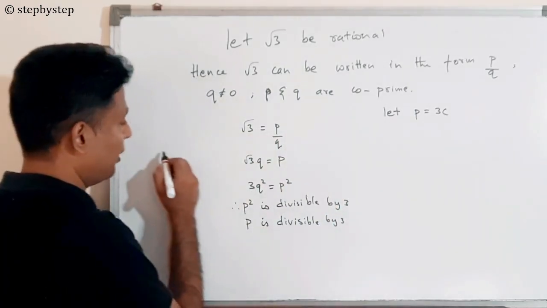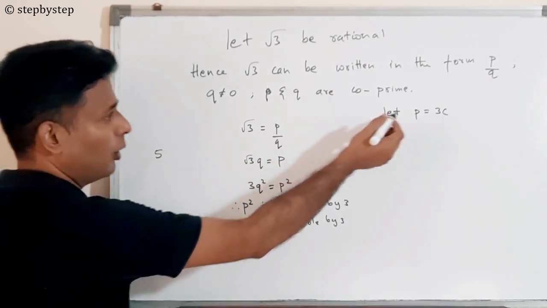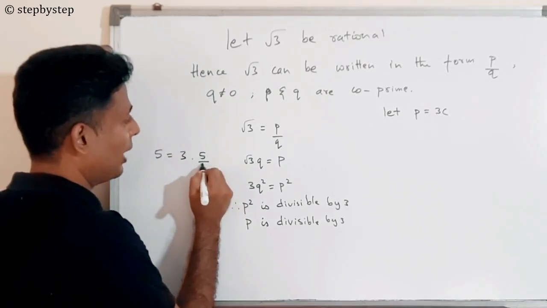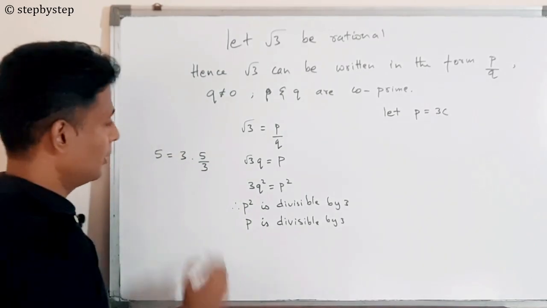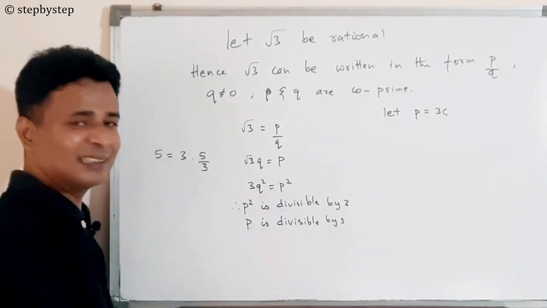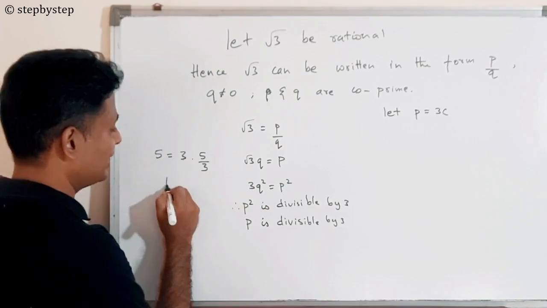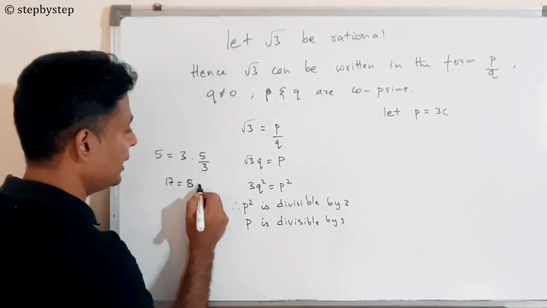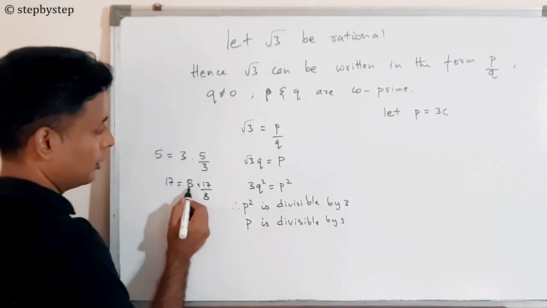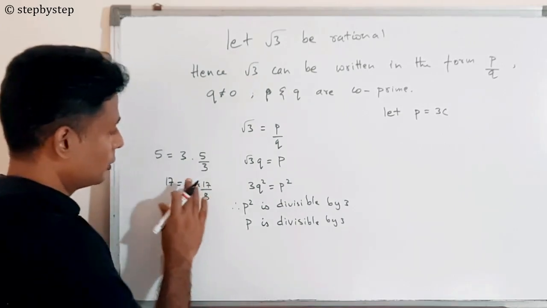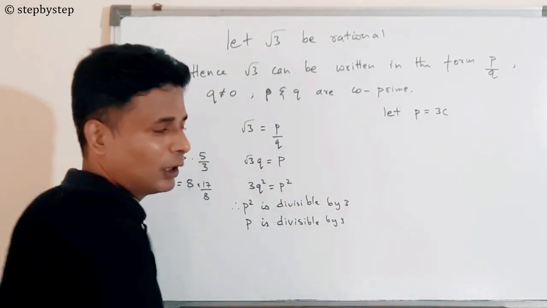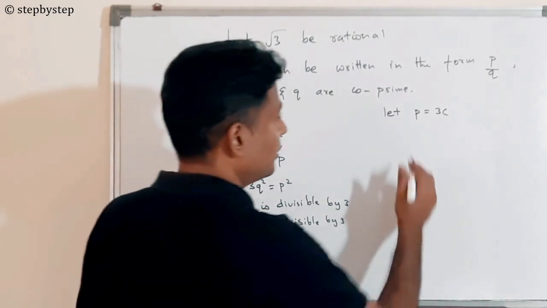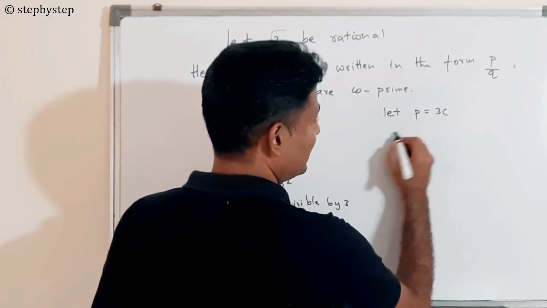For example, let's say P was 5. If I want to write it in the form 3C, 5 can be written as 3 into 5 by 3, right? So, P is in the form 3C. Anything, 17, if I want to write it as 8C, I can write it as 8 into 17 by 8. So, this is how P becomes equal to 3C. So, now we have P equal to 3C.